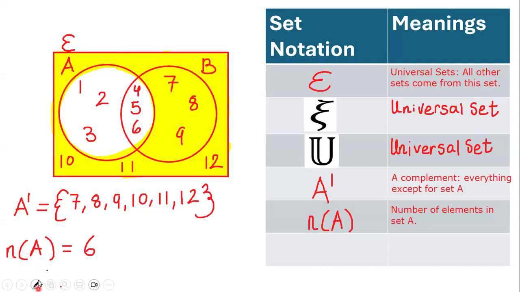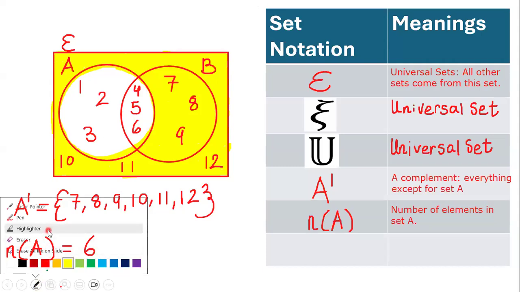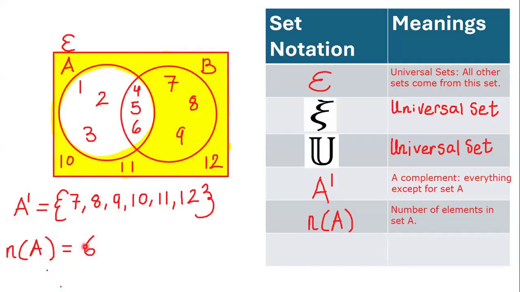Now, the next question is, what is the number of elements in A itself? How many elements? That's what the number of elements in A means. How many elements are in A? 6. Because literally 1, 2, 3, 4, 5, and 6. Yes, there are 6 elements in A. That makes sense? Yes, sir. Good.